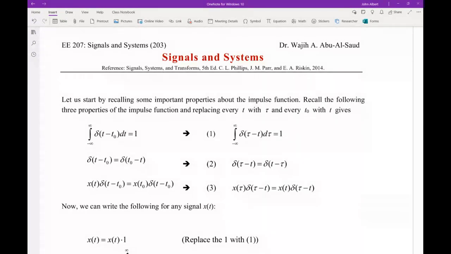So we have determined the impulse response of a system. Now we have an input which is not an impulse. We have any general input which is x of t. Can you tell me what is the output y of t in terms of both the input x of t and the impulse response of the system? This is basically what we're trying to do now.